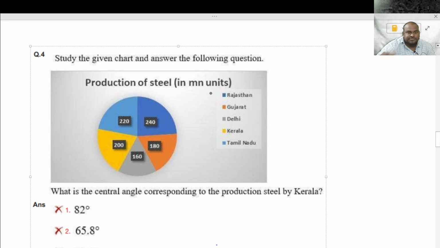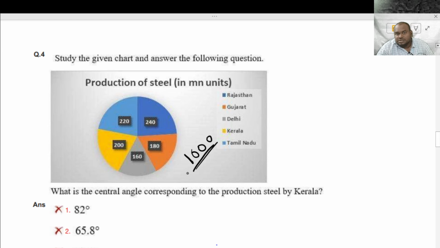Just calculate it. See here, 160 is there, here 240 is there. Add 40 to 160, it will become 200. Again here 220 is there, and 180. Add 20 to 180. So everything will become equal, 200 to 100. So 200 into 5 is 1000. I'm just simplifying. So 1000 units are there.